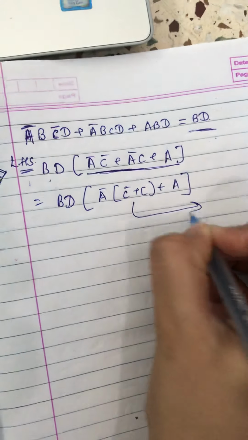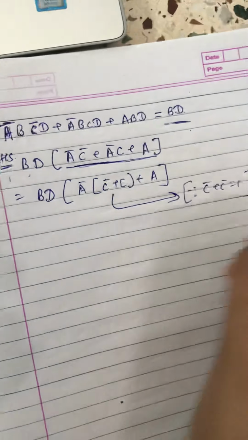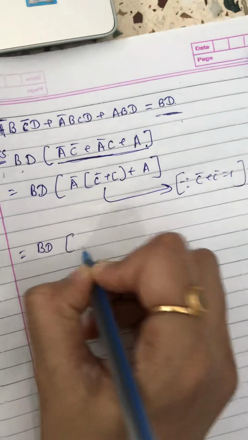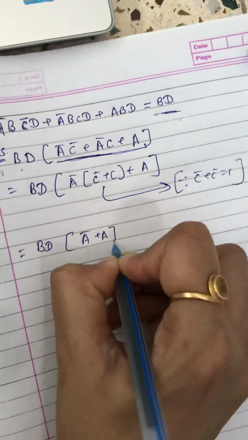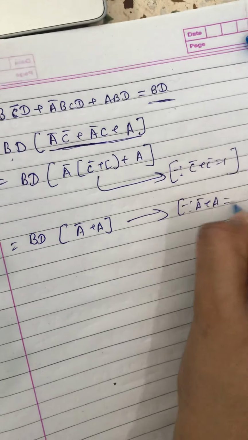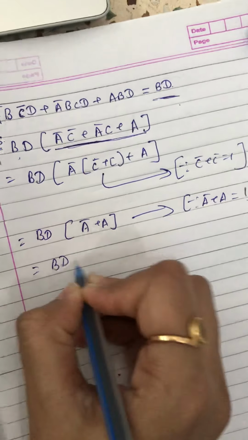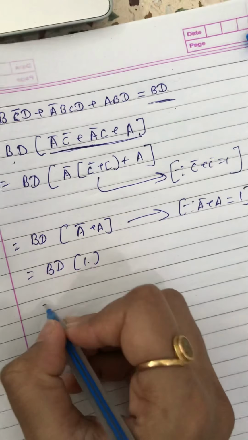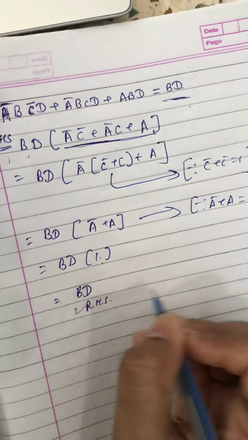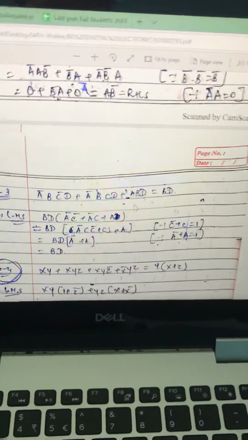Now everyone knows that C bar plus C is equal to 1, which is the law studied in the ORing laws of Boolean algebra. So there will be A bar plus A only. The same thing applies here, because A bar plus A is equal to 1 again. So there will be BD into 1. Now something into 1, by the ANDing law, is that term. So BD, it is proved that it equals the right hand side, right? So this is the sum which we solved just now.